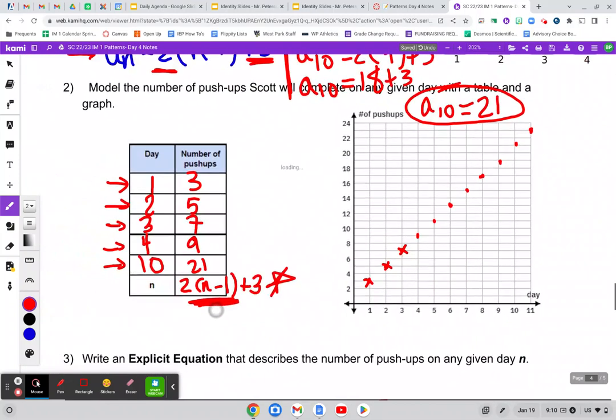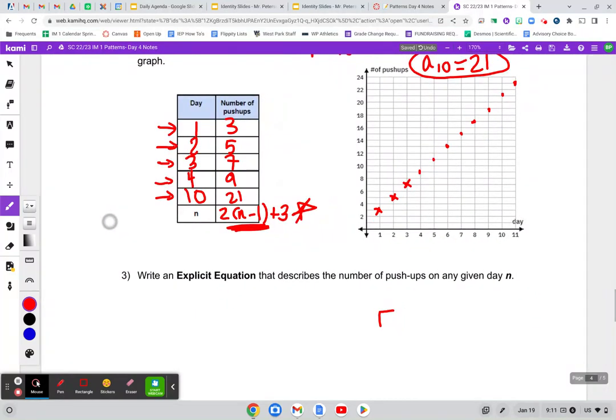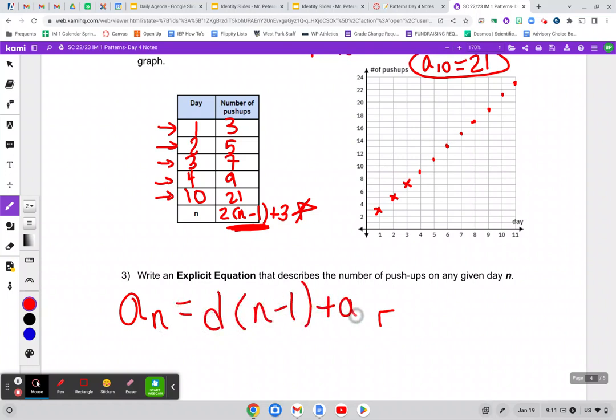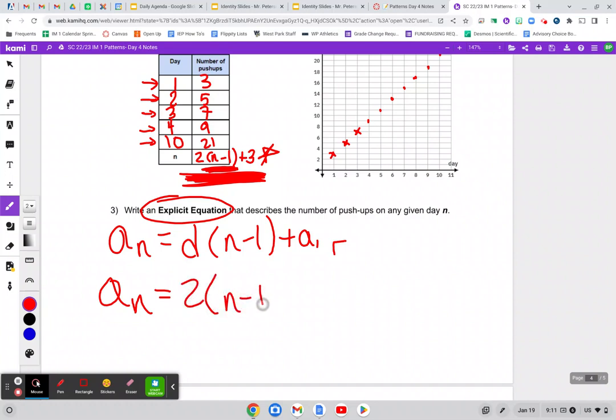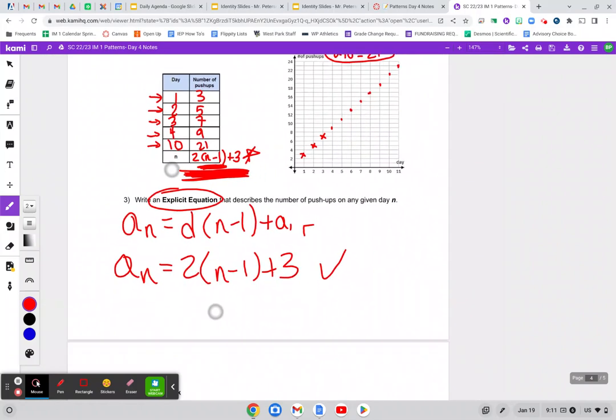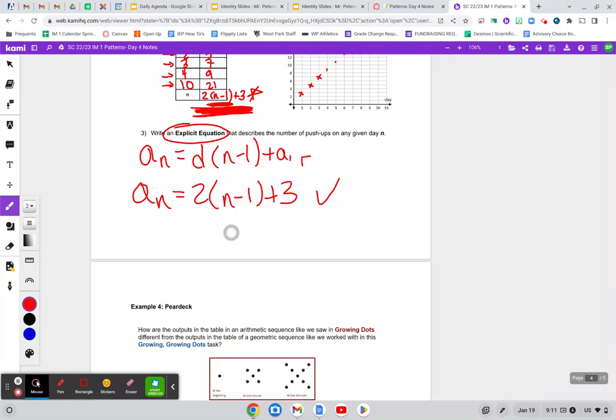All right. So now we need to write an explicit equation. And remember, the explicit equation is just simply a sub n is equal to the difference times n minus 1, added on top of the initial value. And when we throw this in, again, it's just your expression. Remember, we talked about this yesterday. An expression doesn't have an equal sign, but now you need to have an equal sign if you're going to make an equation. So you're just simply going to go a sub n is equal to 2 times n minus 1 plus the initial value of 3. Boom. That's going to be your explicit equation with your common difference and your initial value tossed in.